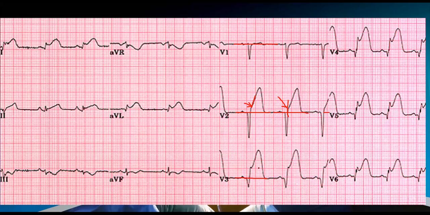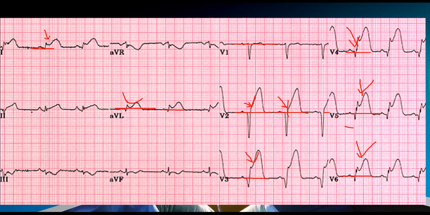V3, again, see that this is the J point. So this is ST elevation. V4, you can see ST elevation, V5 ST elevation, V6 ST elevation. So most of V2 to V6 has ST elevation. Then look at 1 and aVL. Lead 1 has ST elevation, aVL has ST elevation, right?